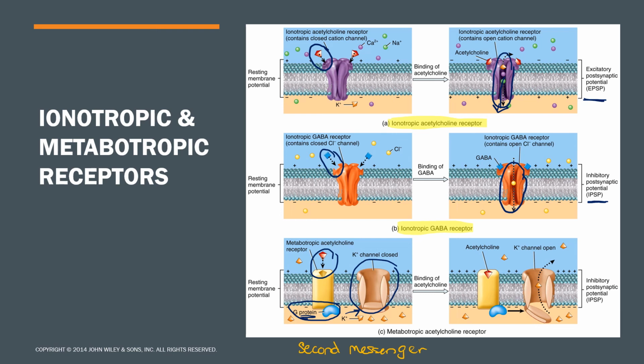Some inhibitory neurotransmitters bind to metabotropic receptors that are linked to potassium channels. So you can see here we have this acetylcholine metabotropic receptor, which is going to open that potassium ion channel, and it is going to cause an inhibitory postsynaptic potential.